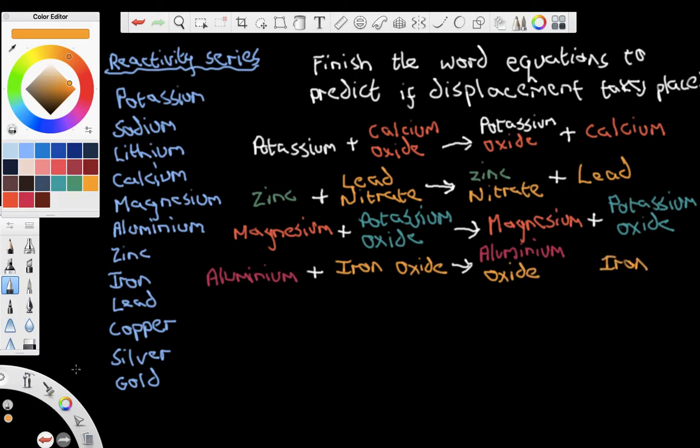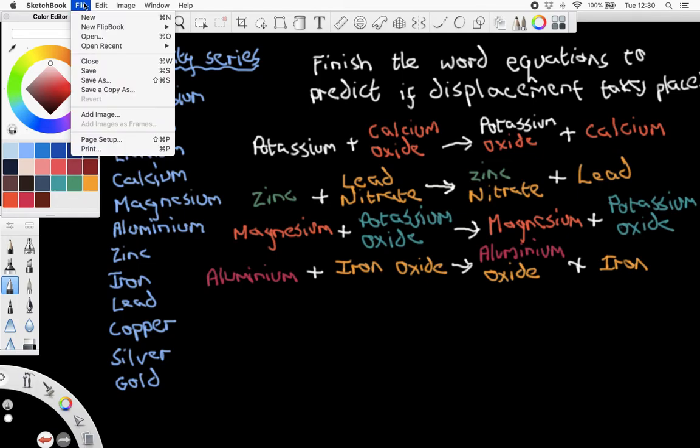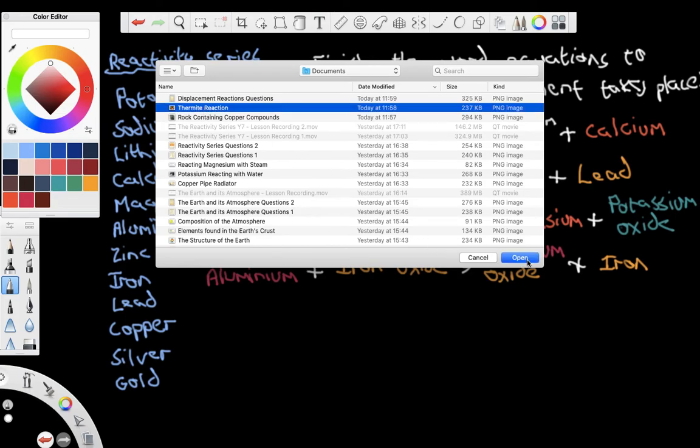Now this is a very special reaction. This is what's known as a thermite reaction. Now a thermite reaction is really useful. We can use thermite reactions to weld railways together. This last one, this aluminium plus iron oxide, is very, very explosive.